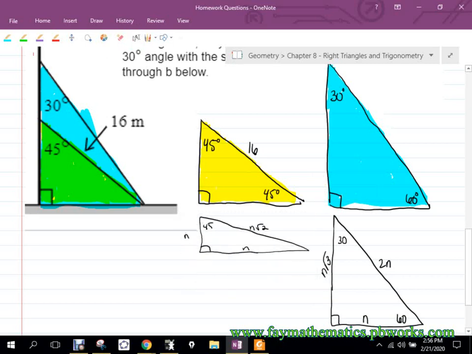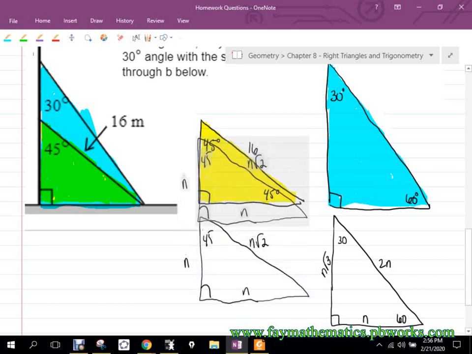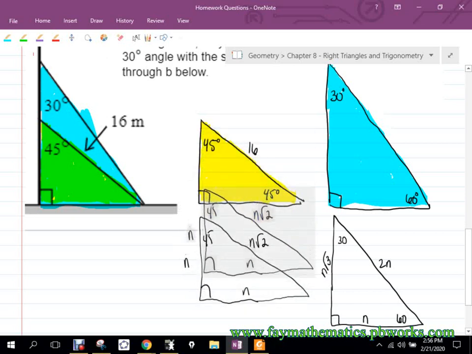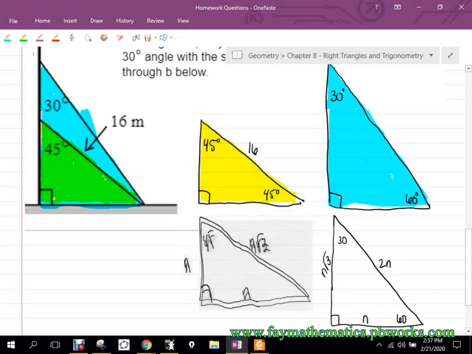So where I could take this image and lay it on top, what's the 16 laying on top of? N radical 2. So right there is my equation. So 16 and N radical 2 are equal. Alright? I'm going to divide by radical 2. So it gives me N is equal to 16 over root 2.